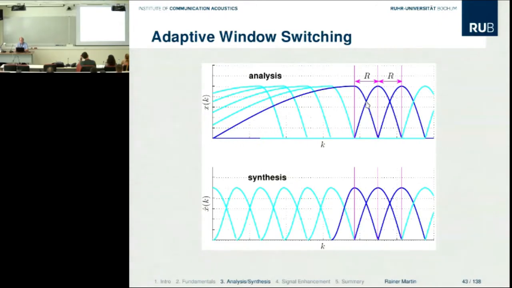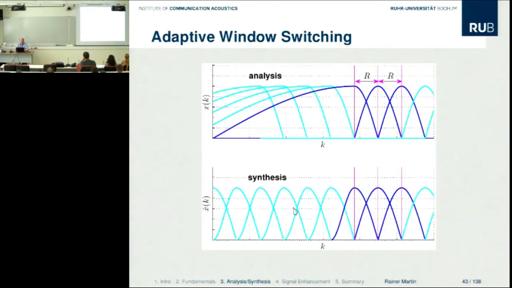Yes, the overlap is bigger on the analysis side, but you're only using old information, past samples which you already have, so you don't need to wait. On the analysis side, you don't need to wait when you're using a long window. You always need R fresh signal samples, and then you can analyze the next frame. So on the analysis side, we need R samples, so we get a delay of R samples.